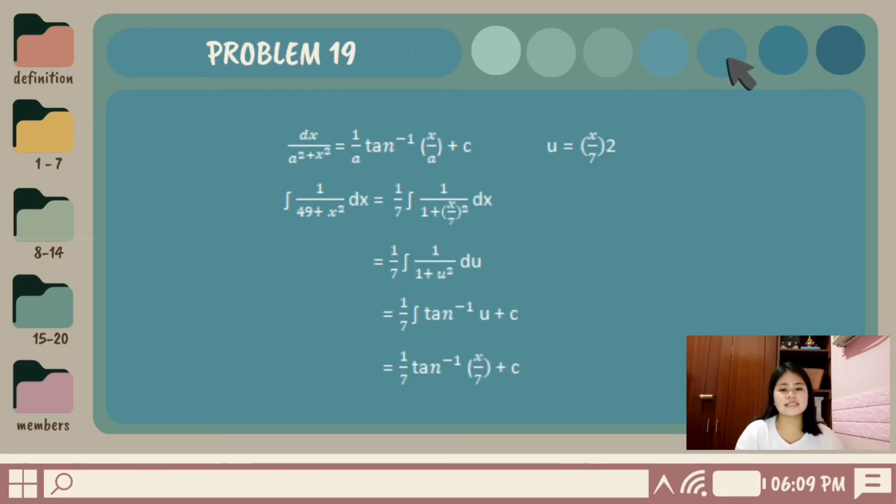For the second to the last on the list on the table, dx over a squared plus x squared. Example is the integral of 1 over 49 plus x squared dx. Our u will be x over 7 raised to 2. Take the 1 over 7 from 1 over 49 before the integral sign. Now we have 1 over 7 integral of 1 over 1 plus u squared du. Next to do is to include arctan. It will be 1 over 7 arctan u plus c. The final answer will be 1 over 7 arctan quantity x over 7 plus c.